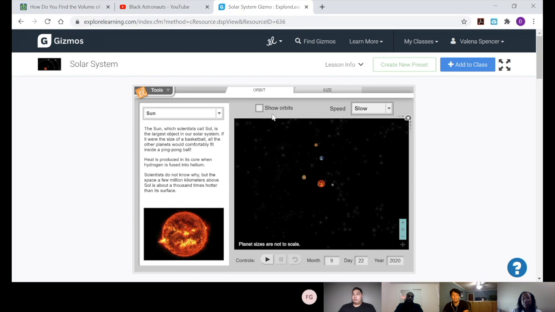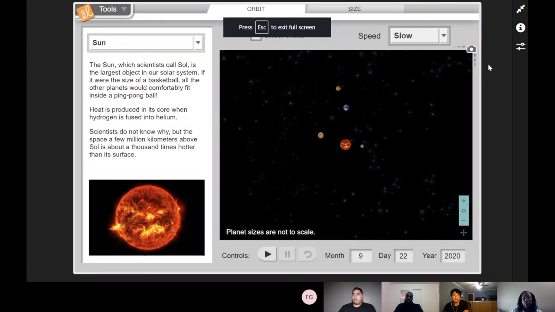Fantastic. Now, this gizmo here is going to show us the solar system. And we can read all about it. One of the literacy techniques that you can utilize is to let the students read each of these. So if we go to the full screen mode, you can see that there's information on the sun.